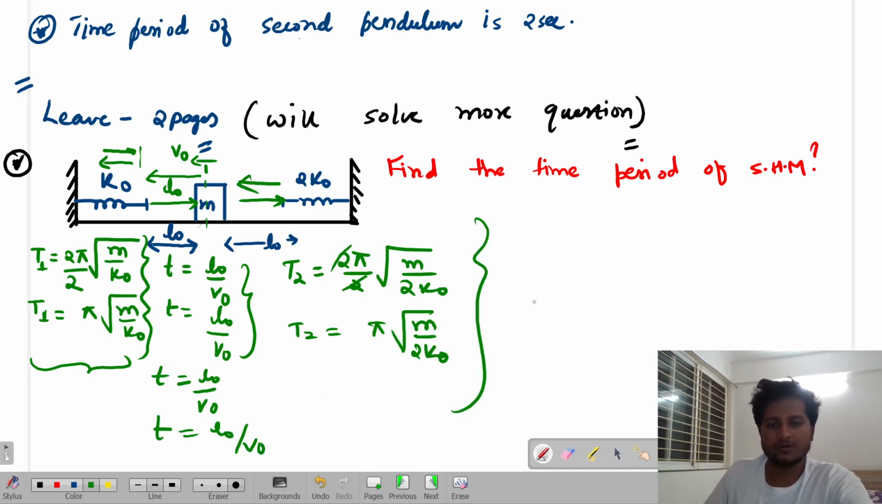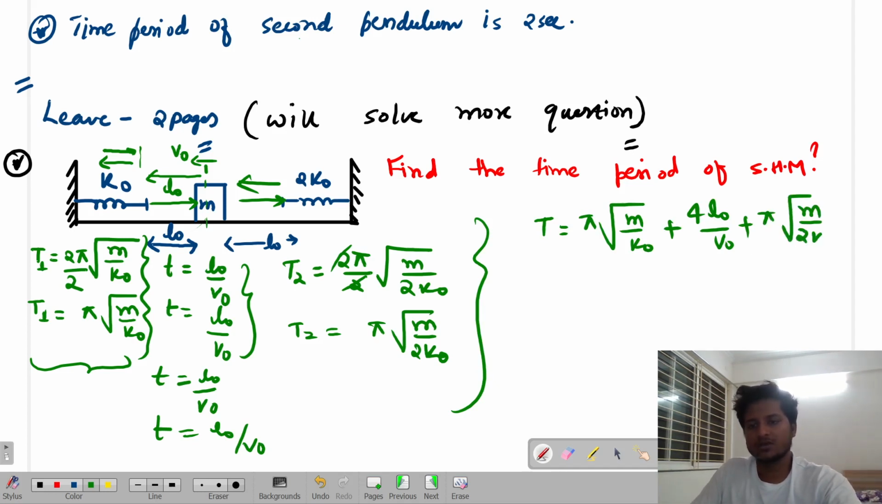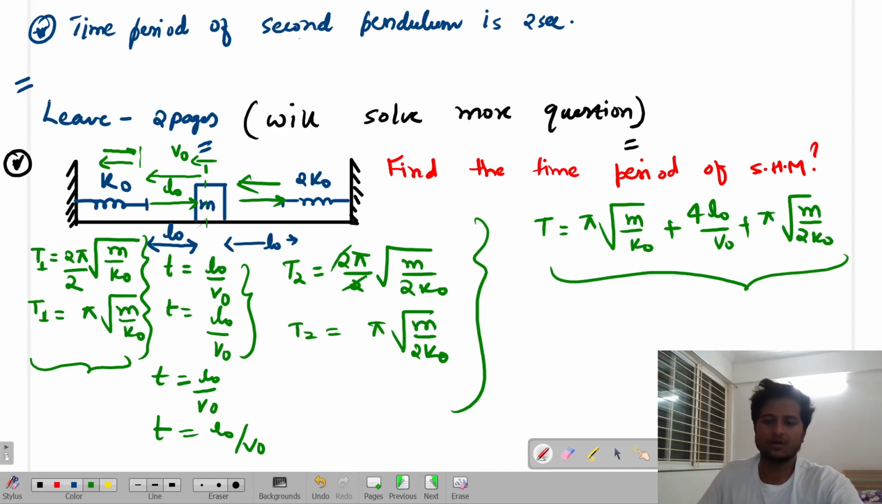So total time period of oscillation is pi root under m by k naught plus 4 L naught by V naught plus pi root under m by twice k naught. That's my total time period of SHM.